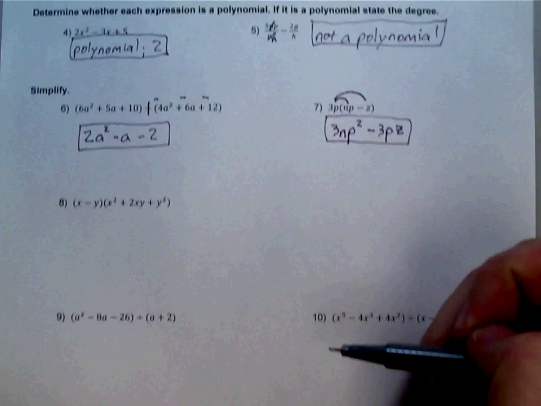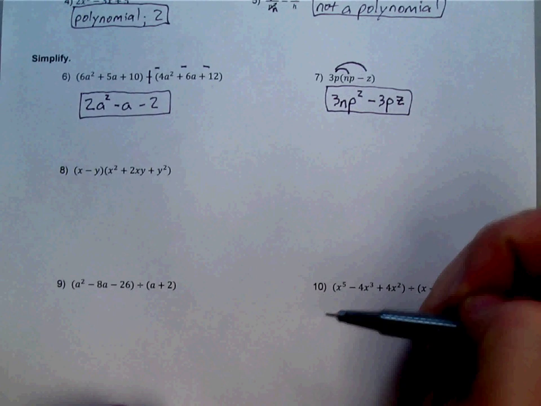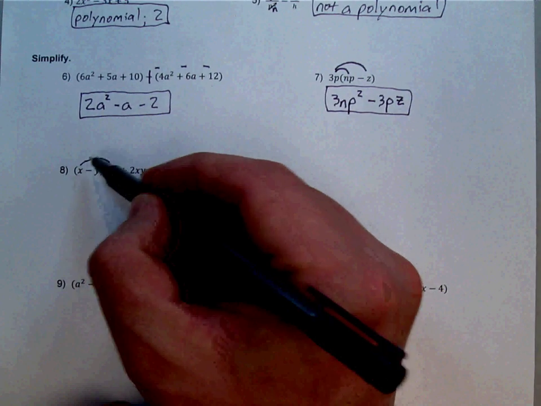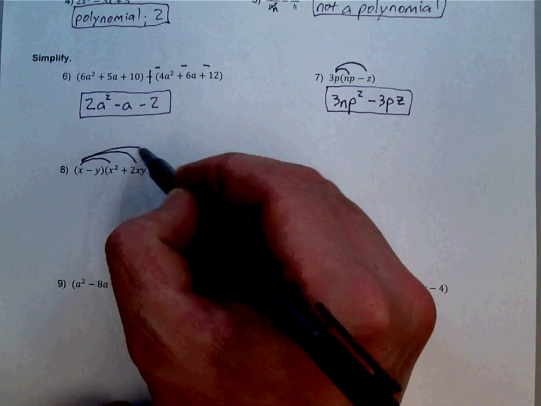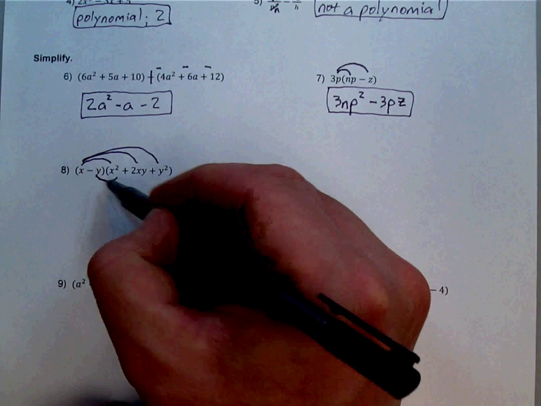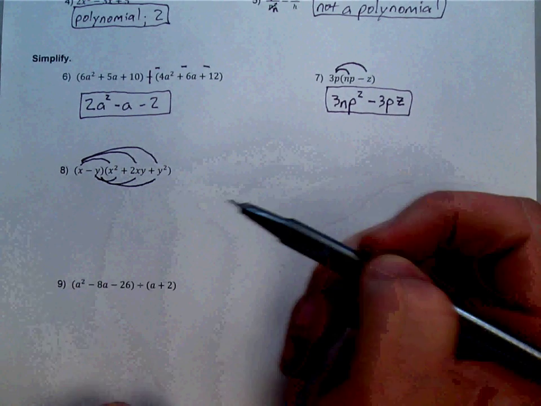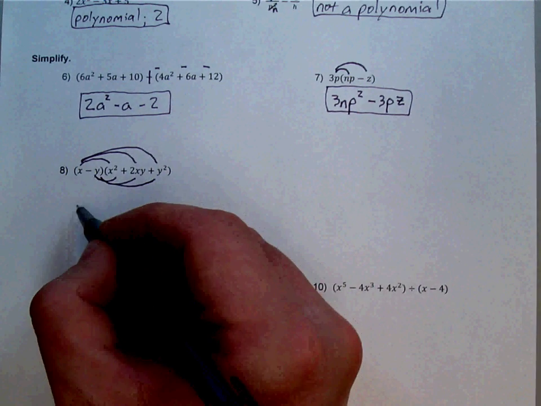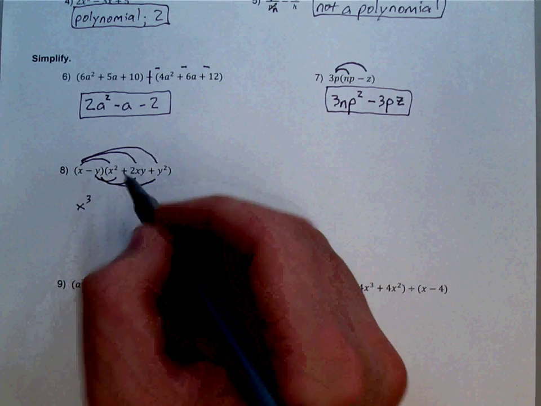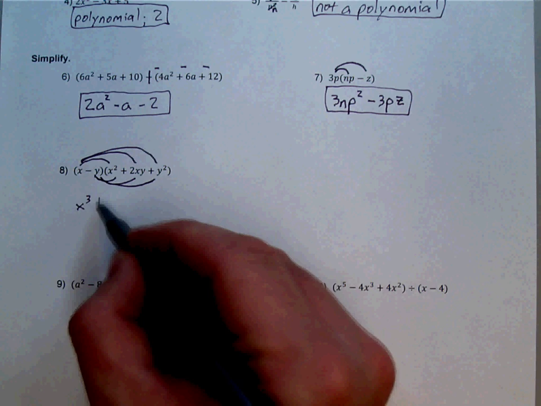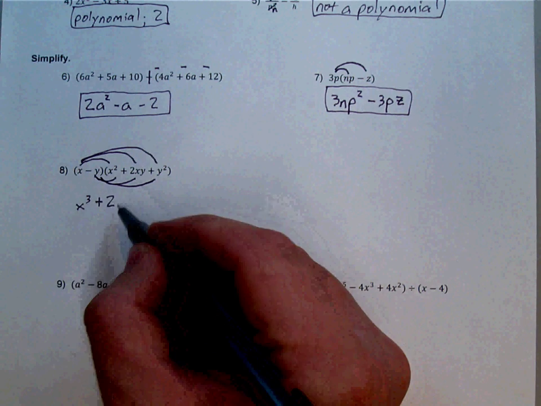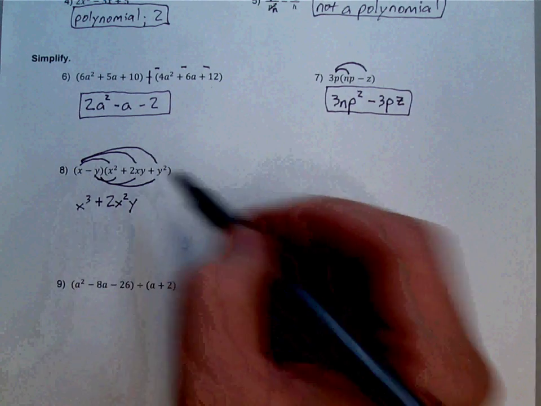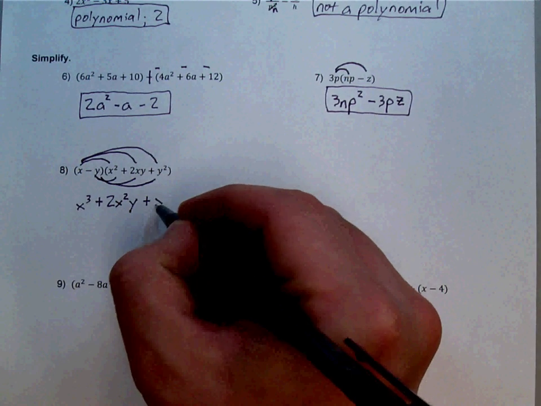Number 8, it's a multiplication problem, so you can choose to FOIL this, in which case you take x and distribute it, or you can set up the box method if you prefer doing that, a 2 by 3 box. I'll go ahead and do the FOIL. So x times x squared is x to the third. x times 2xy, well, x times x is x squared, so I get 2x squared y. x times y squared, that's plus x y squared.